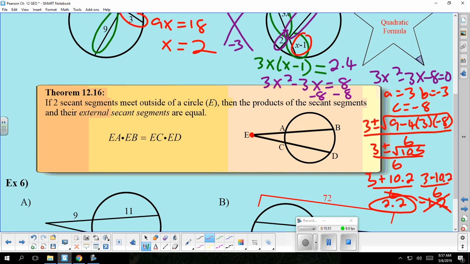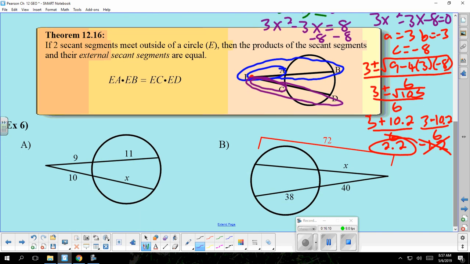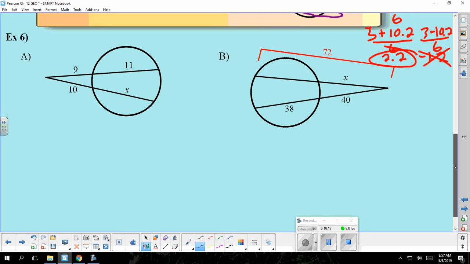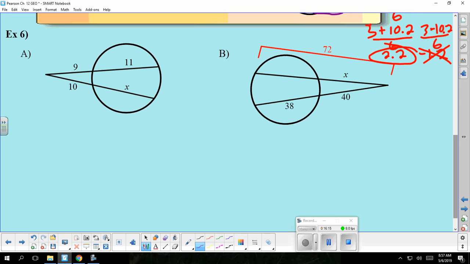So now this one, color code these, we have EA, this little outside section, times the length of the whole thing, equals EC, that outside section, times the length of the whole thing. All right, so we need to remember to go ahead and add these together. So let's see how this one will work. So first, we need the length of this whole thing, right? 9 plus 11 is 20. And then the length of this whole thing is x plus 10.